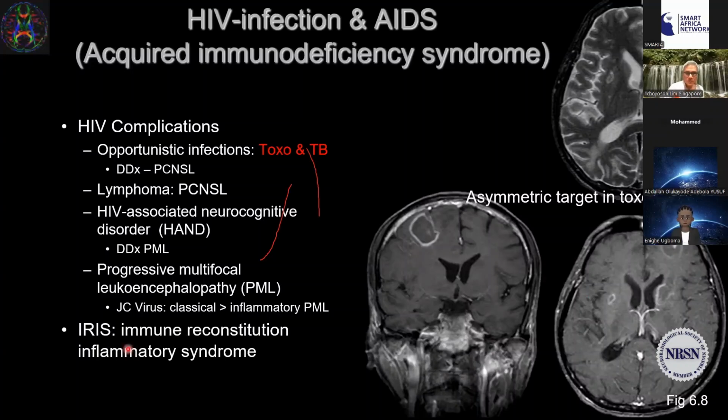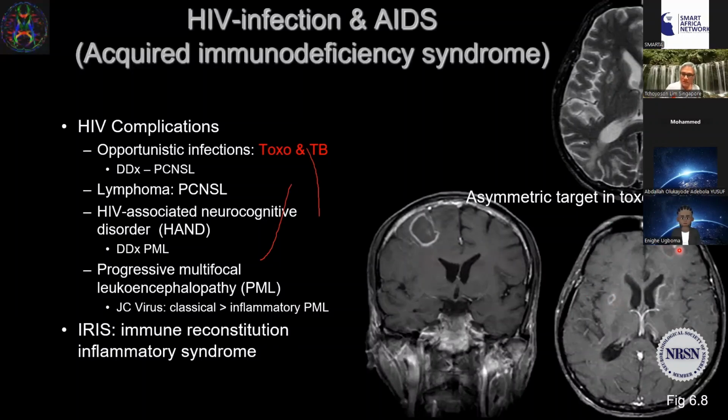So here's a patient with toxoplasmosis in the PDF. It's figure 6.8. On T2 weighted MR imaging, you can see multifocal areas of high signal intensity in the white matter, as well as abnormal signal intensity that may appear as peripheral enhancement.